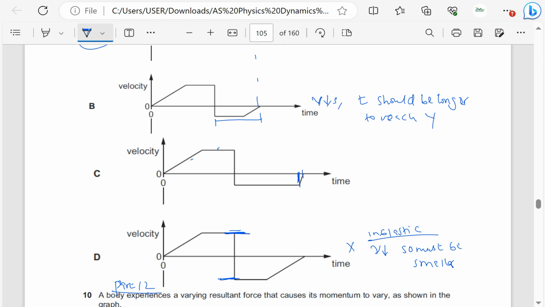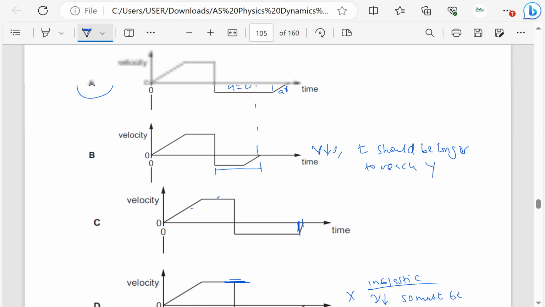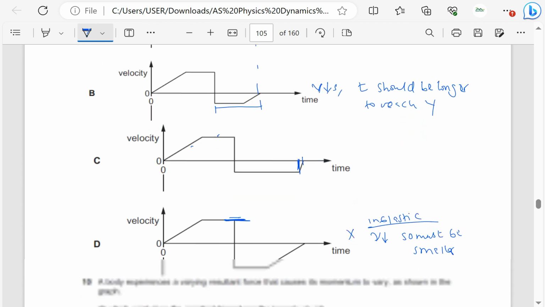It takes a very short period of time to come to rest, yet in A it comes to rest somewhere between Y and X. So it may take a longer period of time to decelerate to zero. So that means the answer is A.